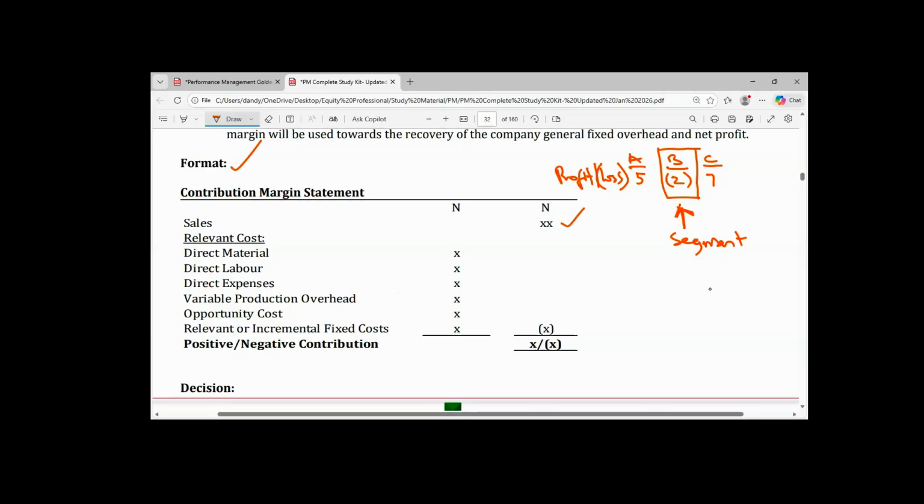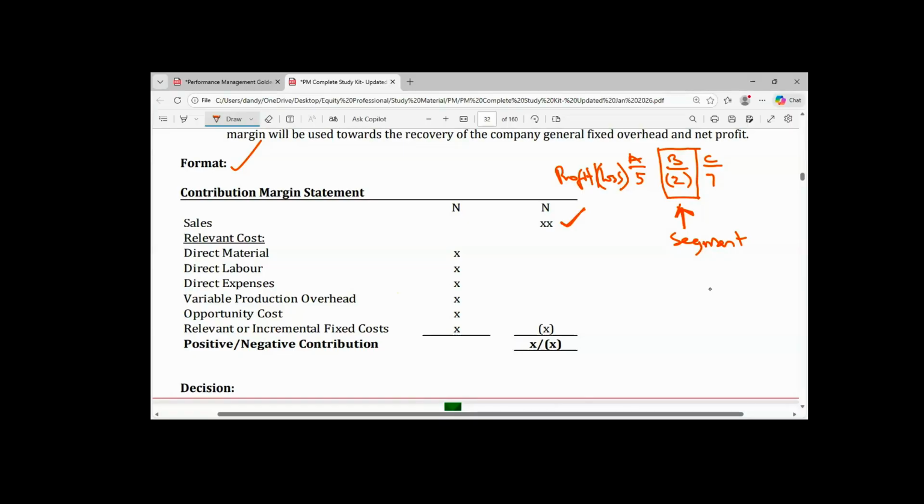You then compare it with the relevant cost. This sales value is the benefit that will arise from the affected segment. So you need to compare this with the relevant cost of making the segment, whether it will produce a positive or negative contribution. Now, to prepare your contribution margin statement or income statement, you start from the sales value and compare it with the relevant cost.